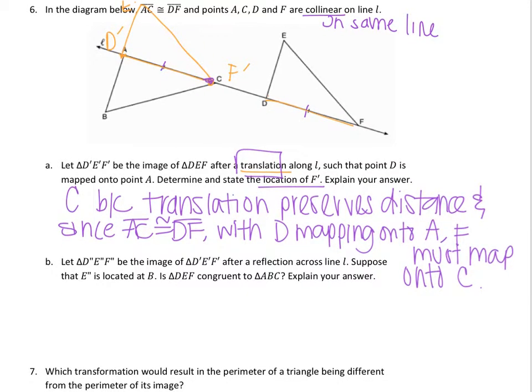Part B says, let D double prime E double prime F double prime be the image of triangle DEF prime after a reflection across line L. Suppose that E double prime is located at B. So what they're saying now is that we're going to take and reflect the orange triangle on top of this purple triangle. Is triangle DEF congruent to triangle ABC? So is the original congruent to the new?